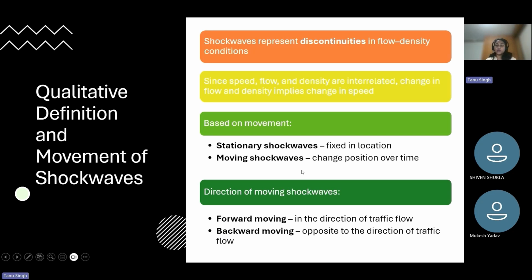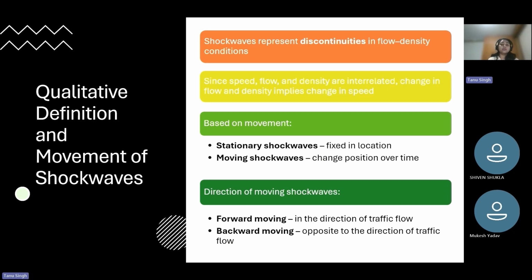So now, moving ahead with the definitions. As we have seen, a shock wave represents the change between two traffic states. Therefore, we can say it represents a discontinuity in flow and density conditions. Since speed, flow, and density are interrelated, a change in flow and density automatically results in a change in speed as well. Hence, a shock wave actually represents a change in all traffic parameters.